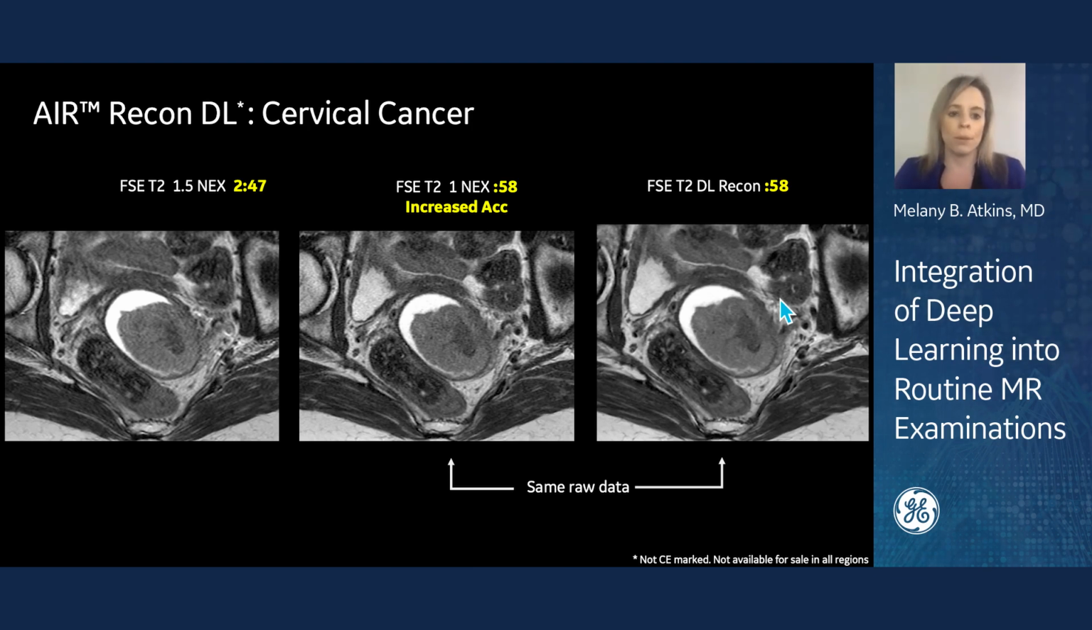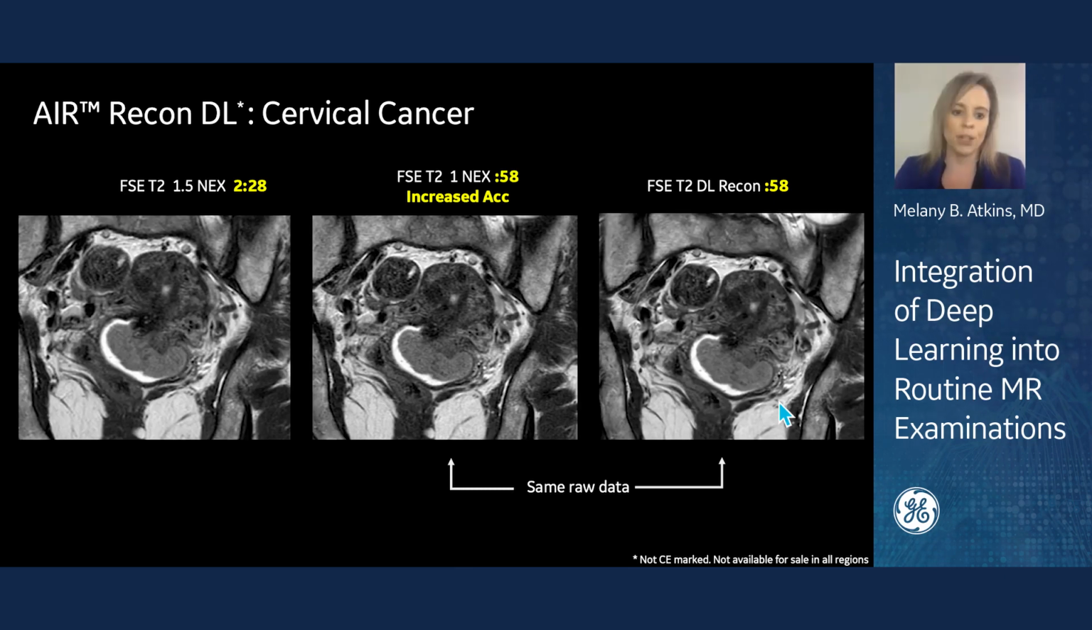Moving on, this is an example of a cervical cancer. This is a large cervical cancer that's extending into the upper vagina. You can see here with our long acquisition, 2 minutes 47 seconds, I certainly think that you can appreciate the tumor and the extension, the parametrial extension, and the tumor borders. But with the quick acquisition with 1 nex and increased acceleration of 58 seconds, when we run that through the deep learning algorithm, I think the borders are much better appreciated with the decreased noise and decreased motion blurring.